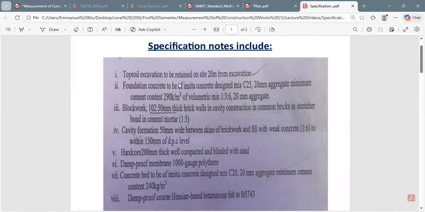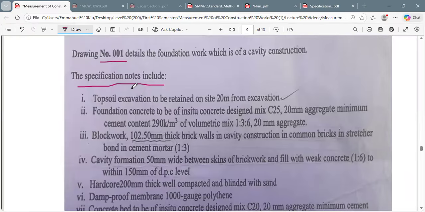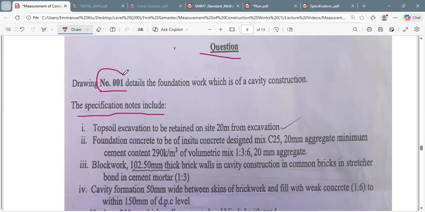That one was on the specification. Yes, that one we can only see in the main question. Yes, this is it over here. You can see that this one is drawing number one. Good.